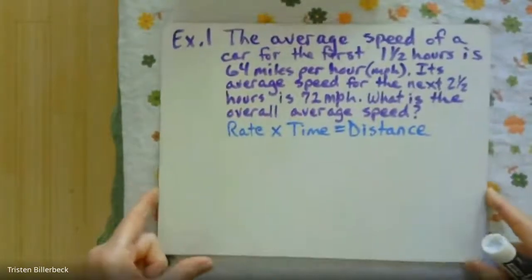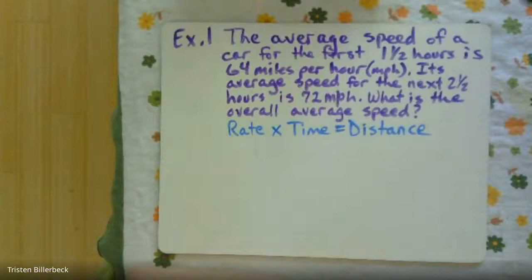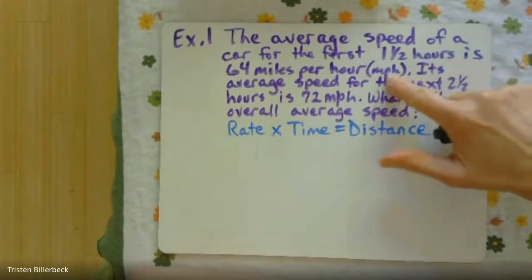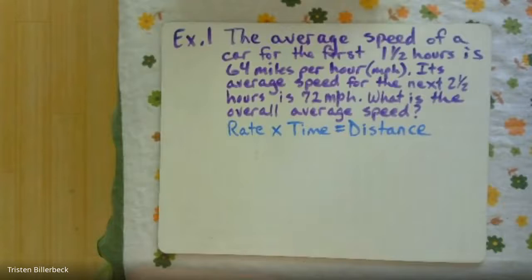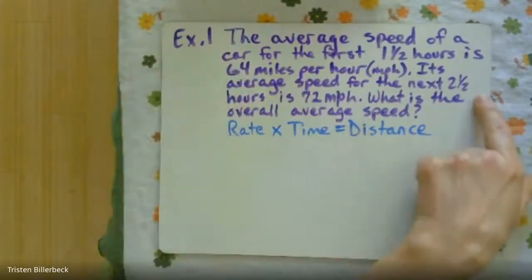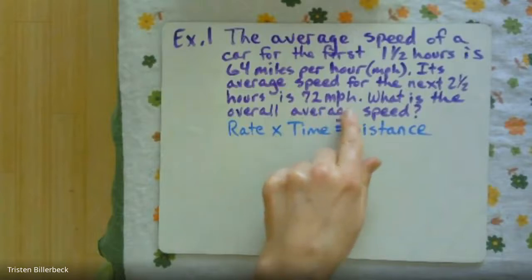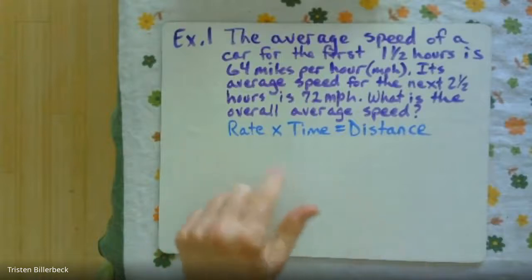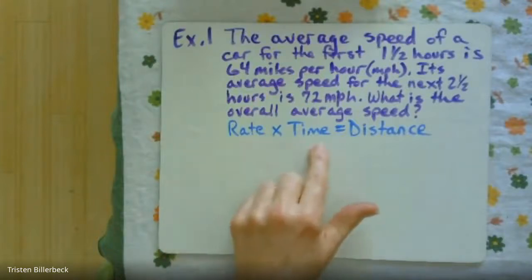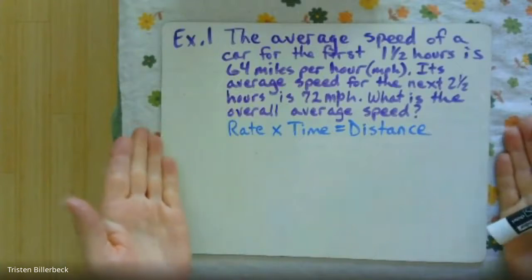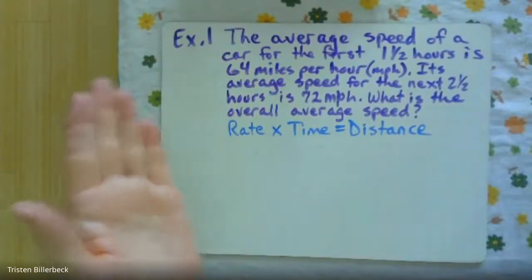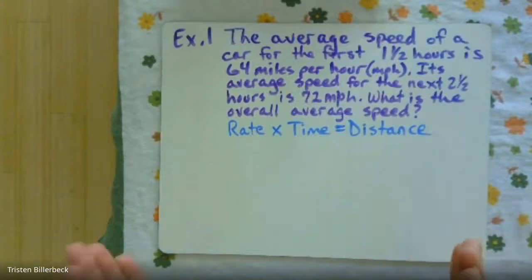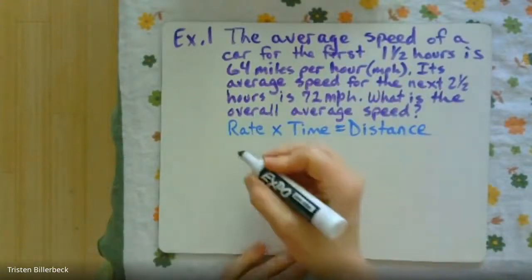With our first example, the average speed of a car for the first hour and a half is 64 miles per hour, or mph, which is miles per hour. Its average speed for the next 2.5 hours is 72 miles per hour. What is the overall average speed? We would multiply rate times time equals distance, because we need to know the total distance to get to one place, and then the next distance to get to the next place.